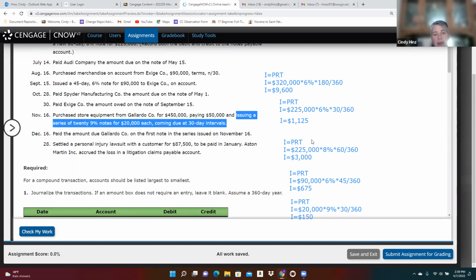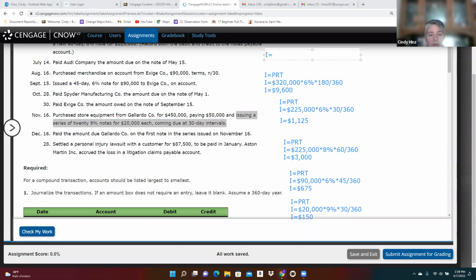the information about that. On November 16th, we issued 20 notes. Remember, one of them we paid off in December, but the other 19 are still outstanding, and they've been outstanding since November 16th. So we've got to calculate how much interest has accrued. We will pay the next note on January 15th, but at the end of this year, when we're closing out our records, we need to report the interest that is owed on those other 19 notes. So let's calculate that.